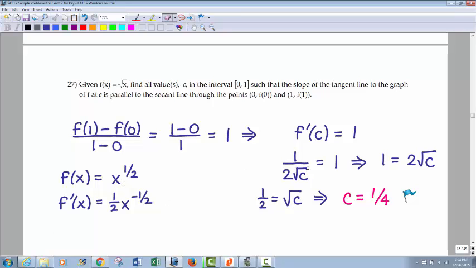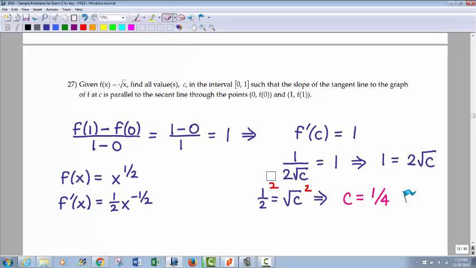So that's basically setting the derivative equal to that slope, that 1 that we calculated from right here. So the derivative equal to 1. You have 1 over 2 square root of c. Cross multiply gives you 2 square root of c equals 1. Divide by 2 is 1/2. So to get from the square root of c to c, you square both sides, not square root, square. I didn't write that step out, but essentially I just did this to both sides. And so 1/2 squared is 1/4.